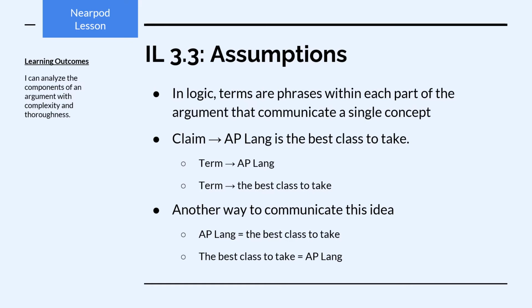So AP Lang, that is a noun phrase, it is a thing, and then the concept of the best class to take, again, another noun phrase, that's another distinct concept. Another way to understand how we pull terms out of a statement within an argument is to rewrite them as equations, right? So my claim, when I say that AP Lang is the best class to take, I'm essentially saying that AP Lang equals the best class to take, or the best class to take equals AP Lang. Either one works.